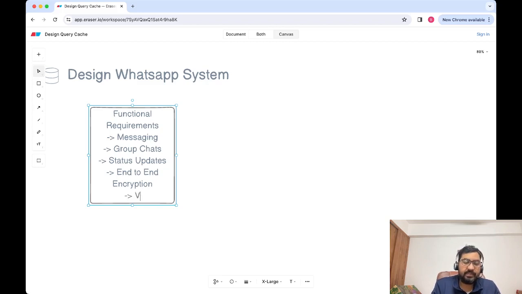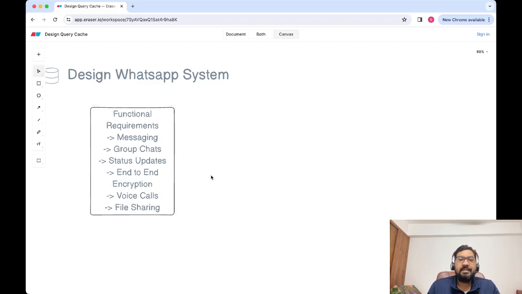The next point that comes up is voice calls. From WhatsApp, we can go to the calls tab and make a voice call or a video call to any person, but for this we are considering a voice call. And the last one is file sharing. If you want to send a person any kind of file, you can send it. The file could be a photo, a video, a contact, or any other thing. So these are the major functional requirements that exist in the WhatsApp system.